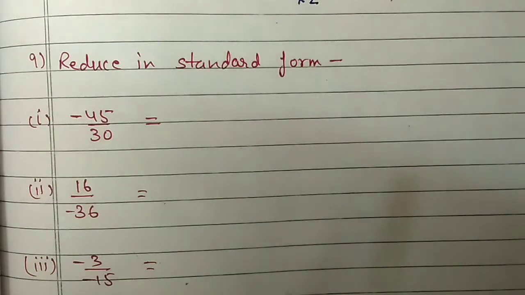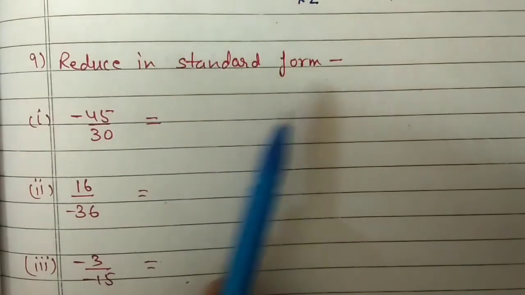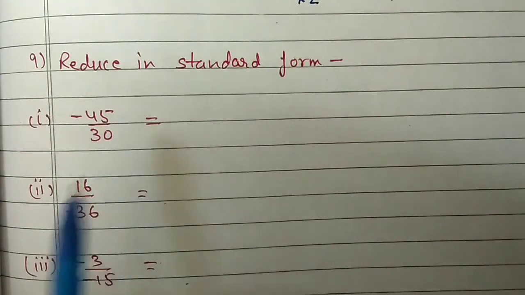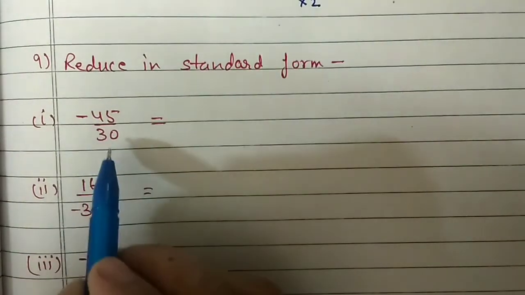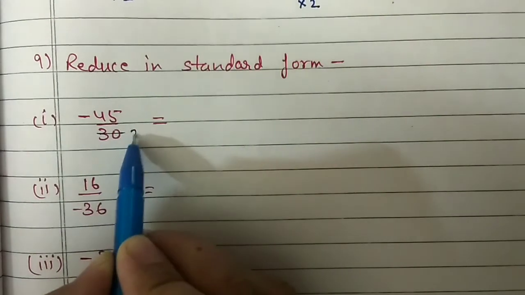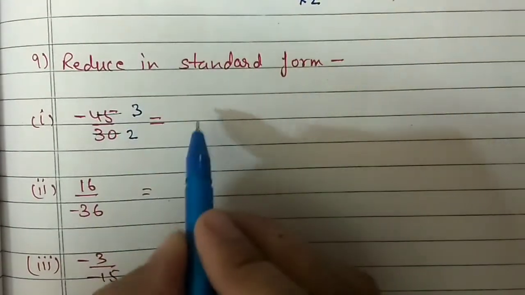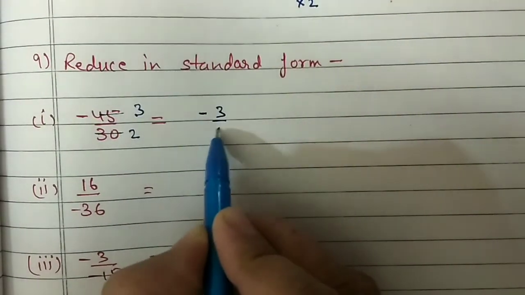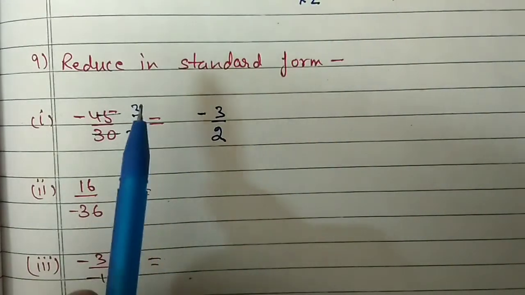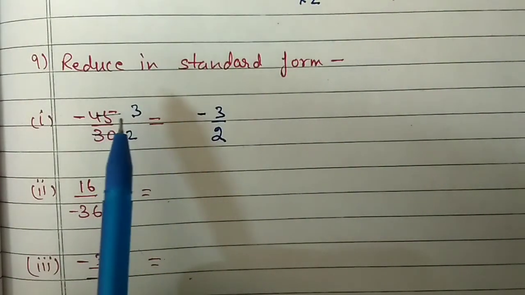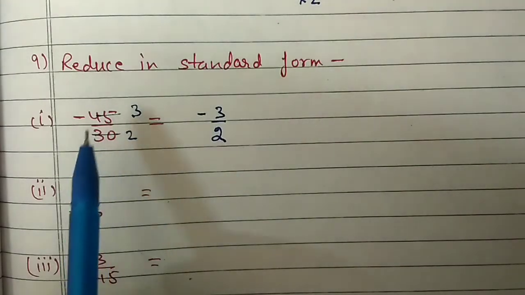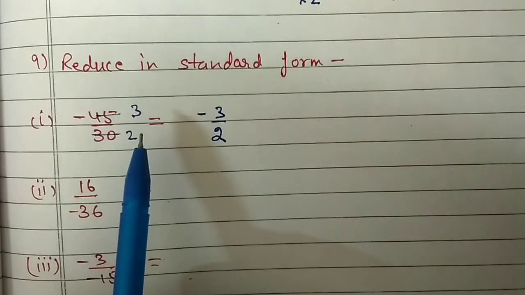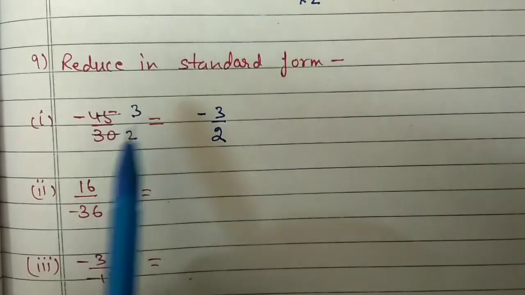Next question number 9. Reduce in the standard form. Whatever is common in numerator and denominator, that we have to cancel out. These two numbers you can see both come in the 15 table. 15 twos are 30 and 15 threes are 45. So you will get minus 3 by 2. If you don't know the 15 table then you can cancel with the 3 table and the 5 table. Once cancel with the 3 table, then cancel with the 2 table, and cancel with the 5 table.